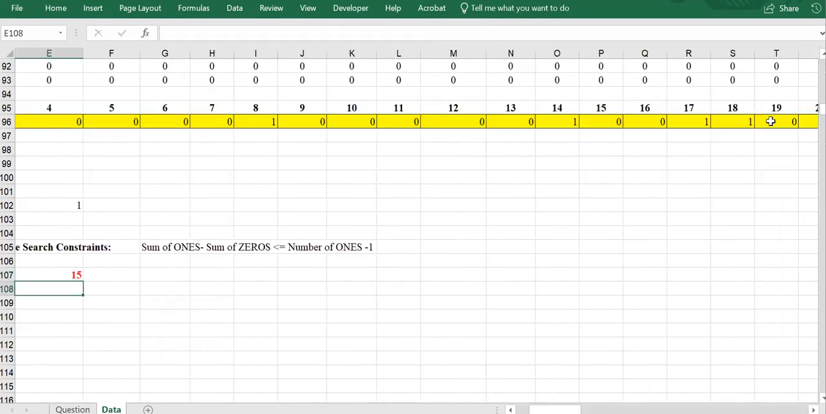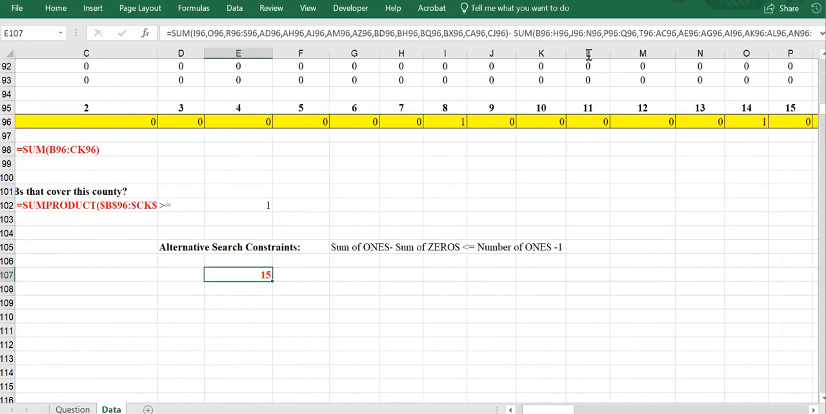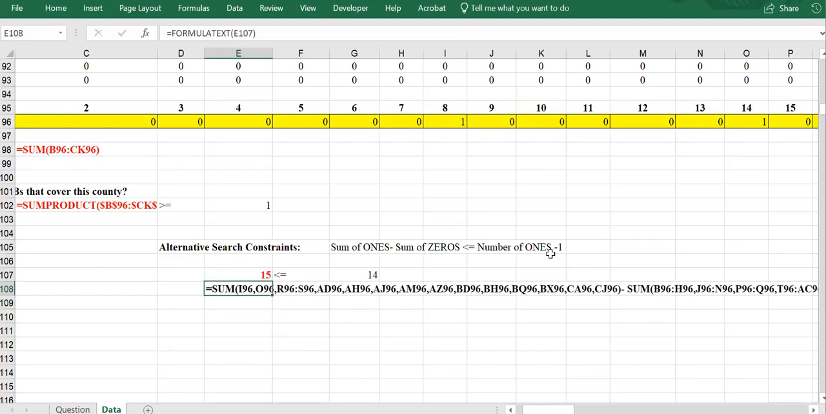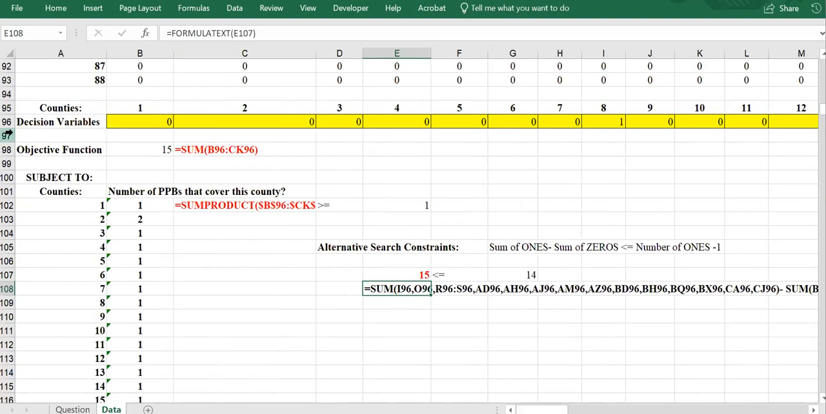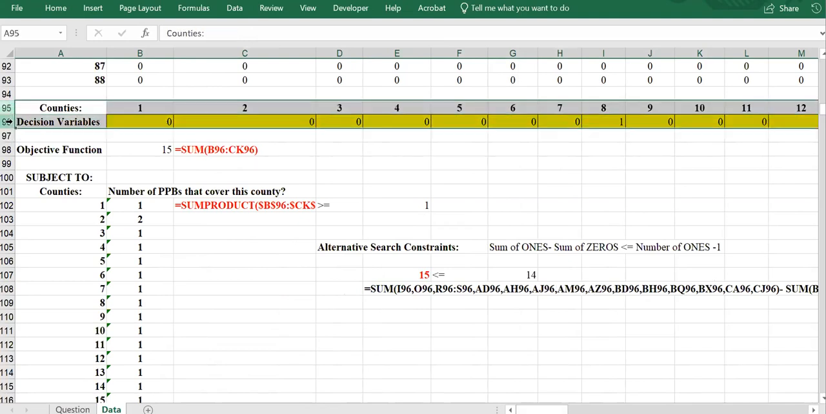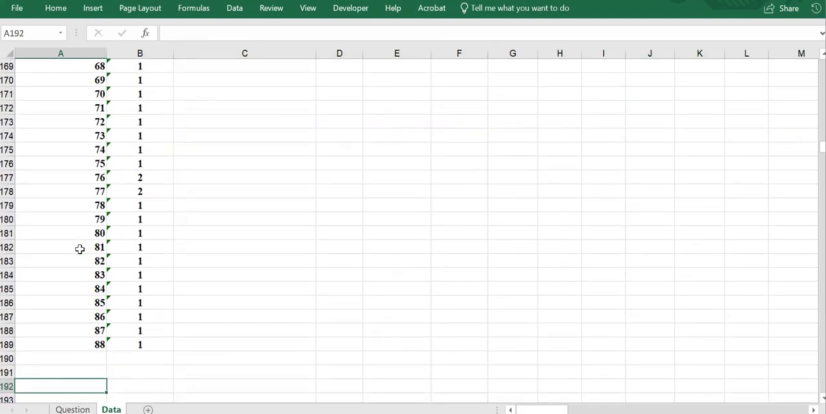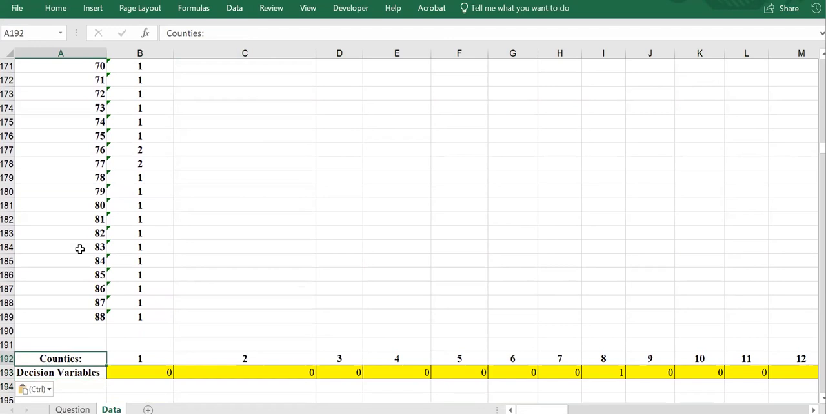So the sum of all the zeros. That would give us the left-hand side, and that has to be less than or equal to 15 minus 1, 14. All right. So we just need to add this to our solver, but you can always make sure to record your original optimal solution just in case, because it's going to change, right?